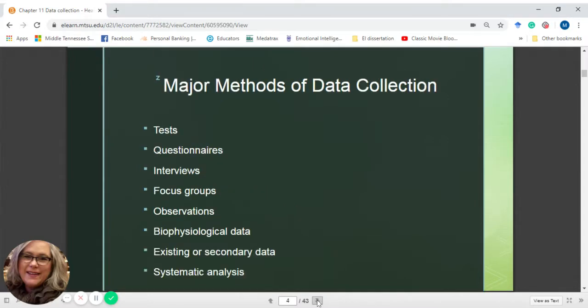We are going to talk about all these different types of methods of data collection: tests, questionnaires, interviews, focus groups, observations, biophysical data, existing or secondary data, and meta-analyses. We're going to talk about strengths and weaknesses of each of these, so let's be prepared for that.